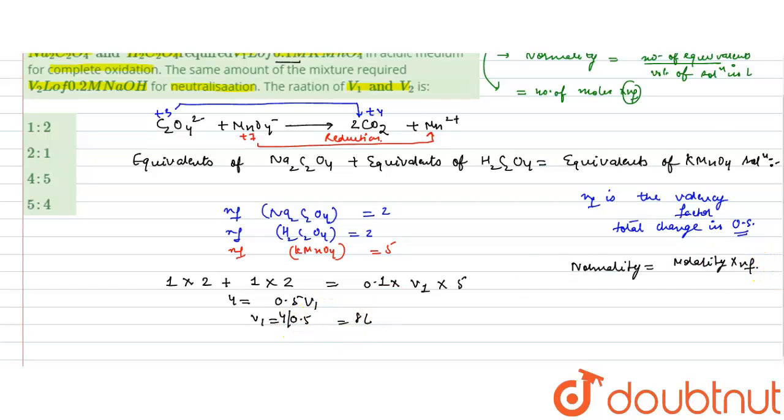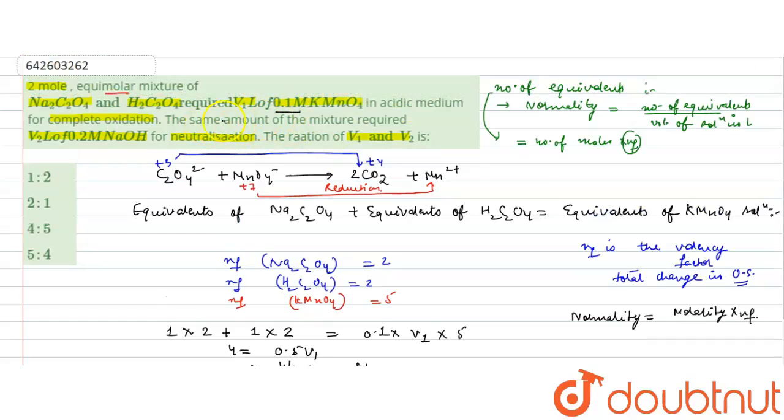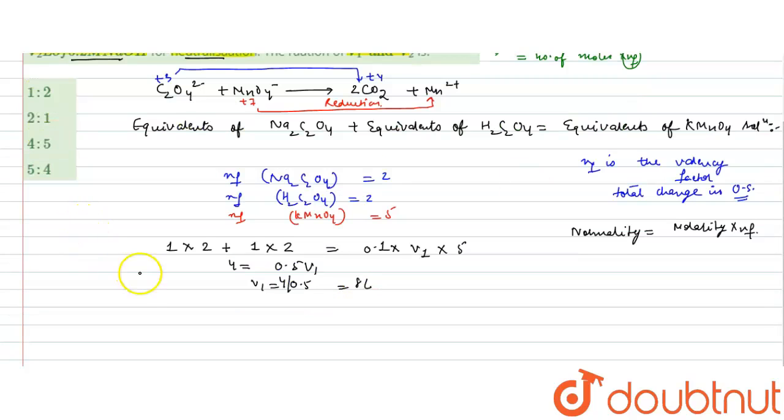Now in the second part of the question, it is given that the same amount of mixture required V2 liters of 0.2 molar NaOH for neutralization. In the neutralization, only H2C2O4 will react with NaOH as it is an acid, but Na2C2O4 will not react as it is a salt, so it will not get neutralized. So we can say that only H2C2O4 will get neutralized with NaOH solution.